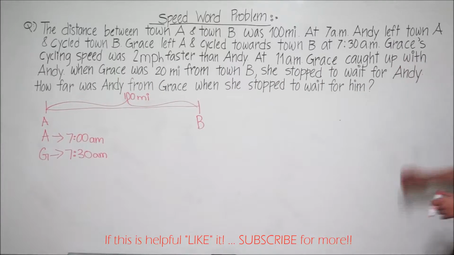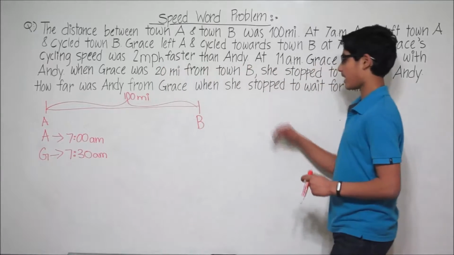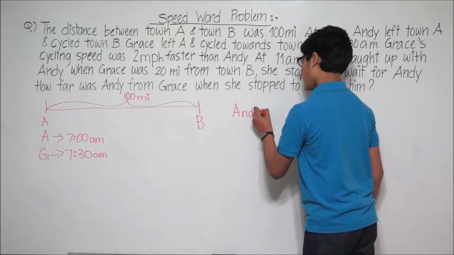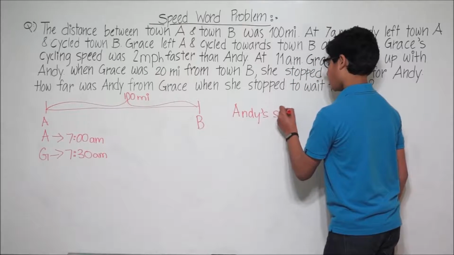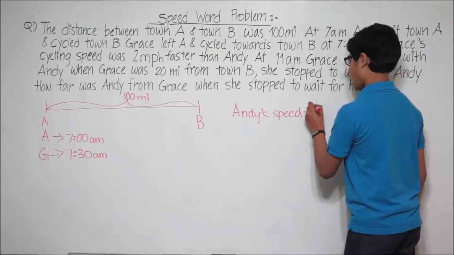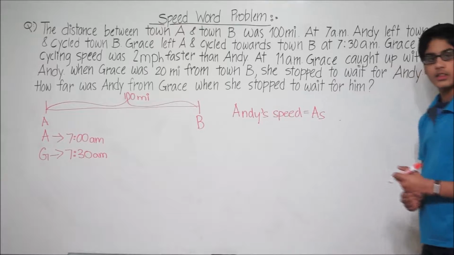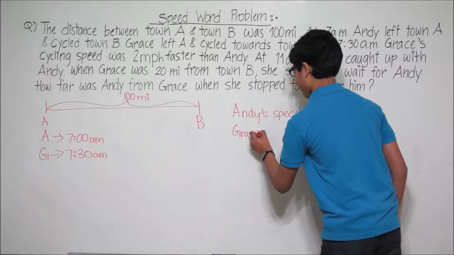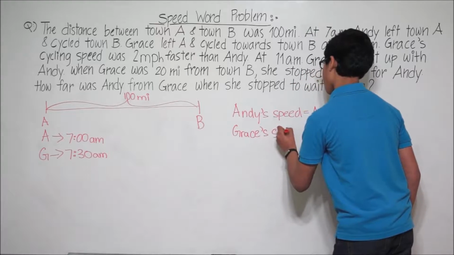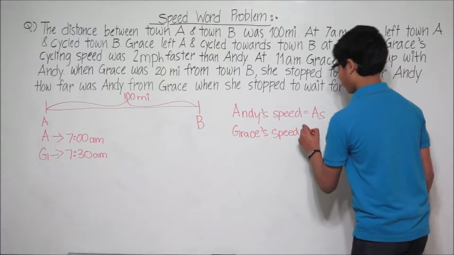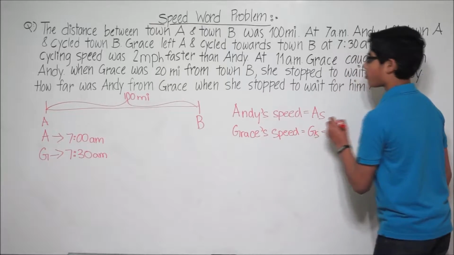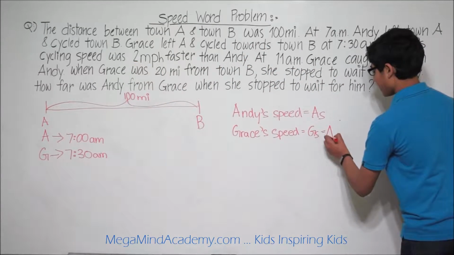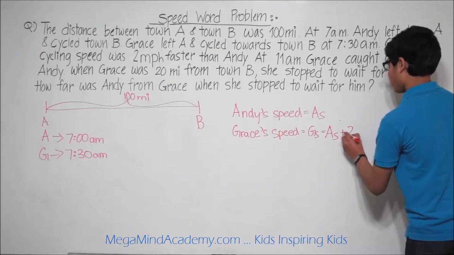Now we know that Grace's cycling speed was 2 miles per hour faster than Andy's. So let's say that Andy's speed is equal to AS. So this means that Grace's speed is equal to GS, or from the problem, Grace's speed is 2 miles per hour faster than Andy's. So it's equal to Andy's speed plus 2.